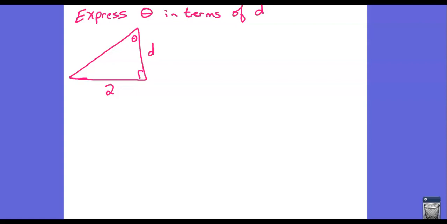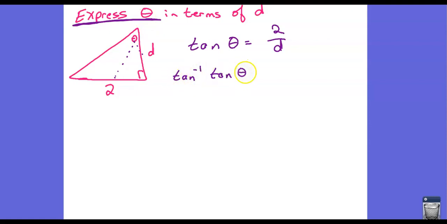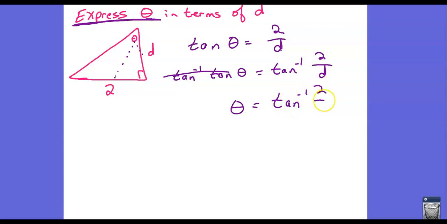The directions are slightly different on this. It says express theta in terms of d. If you look at where theta is, we're not dealing with the hypotenuse. So the tangent of theta is 2 over d. Since it says express theta, only theta, we're going to take the inverse tan, and that literally crosses each other out. So theta is the inverse tan of 2 over d.